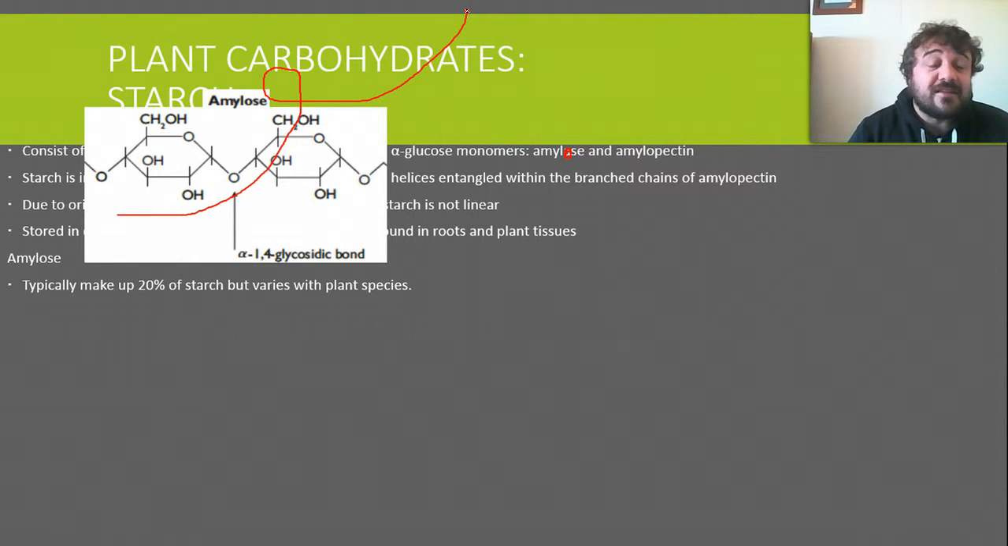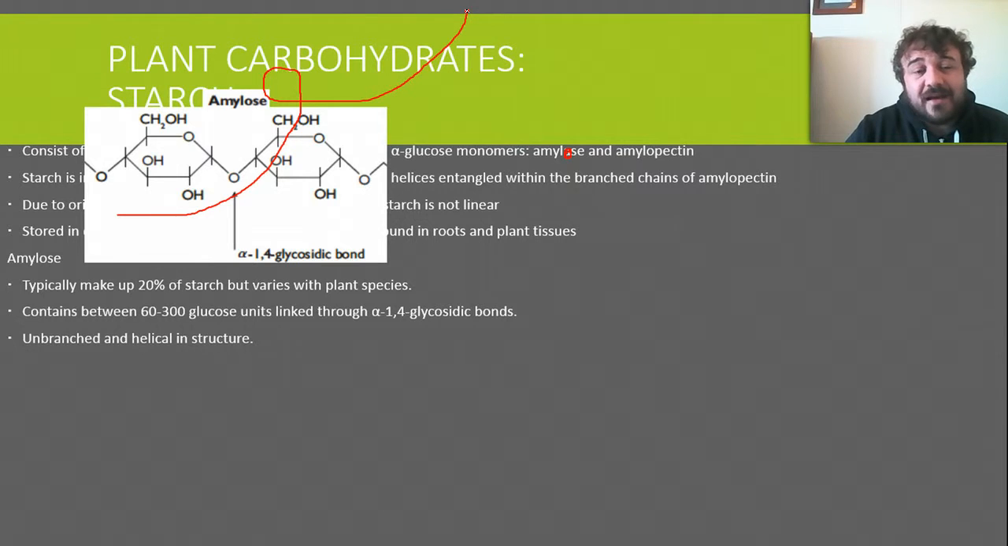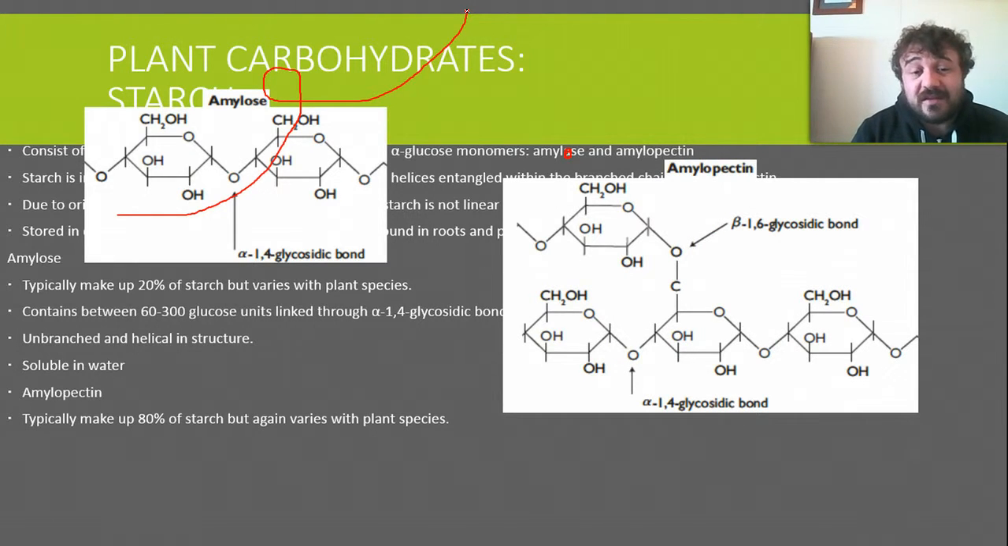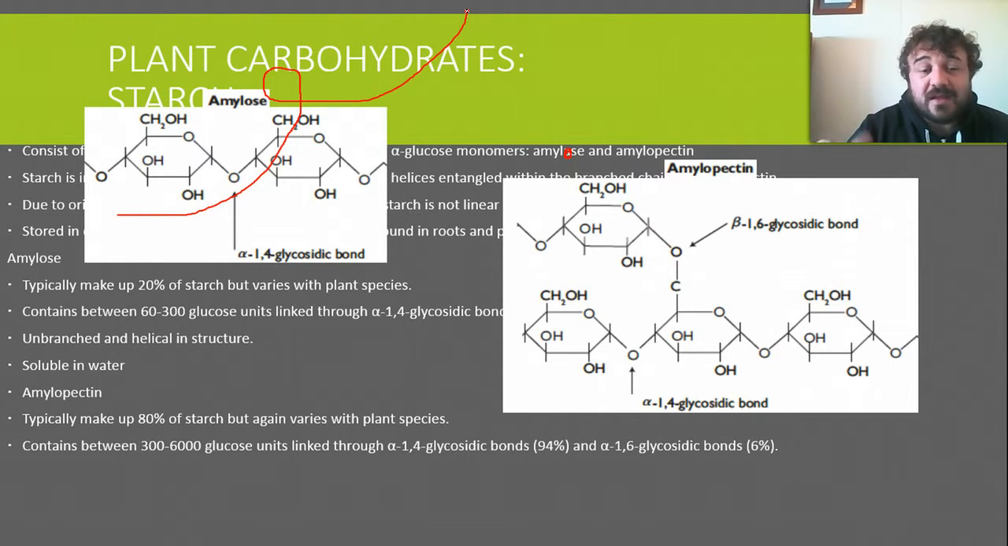So that's amylose. It's about 20% of starches, but it varies within species, obviously. It's between 60 and 300 units long, and it's unbranched and helical in structure. It's soluble in water. Amylopectin, on the other hand, is branched, and it's the rest of it, about 80%, but again, it varies. It's much larger, about 300 to 6,000 glucose units.